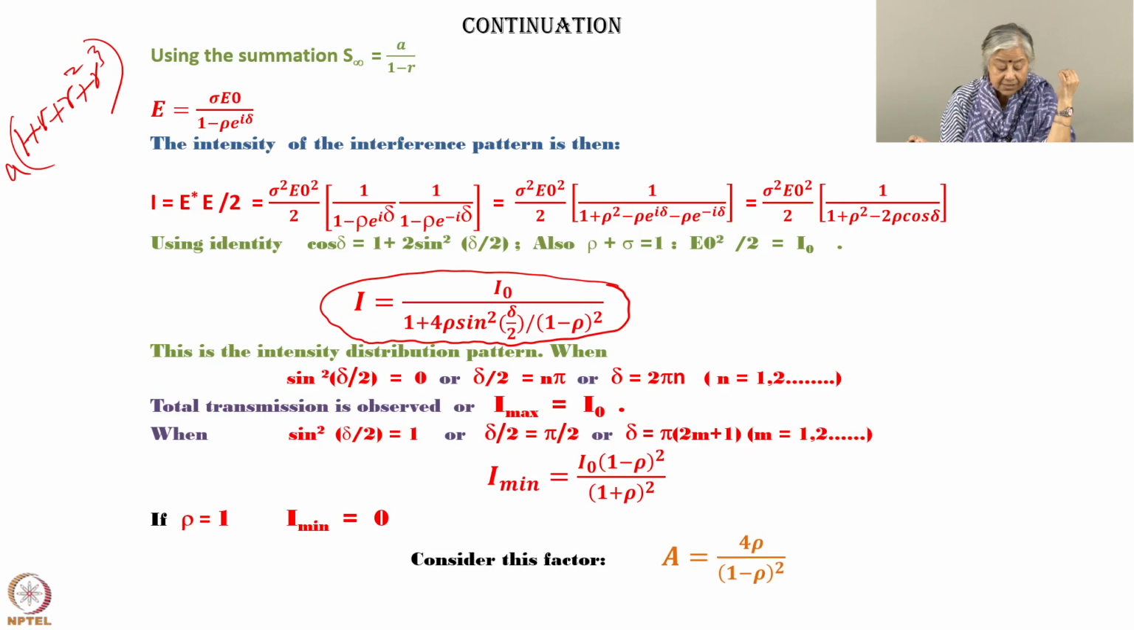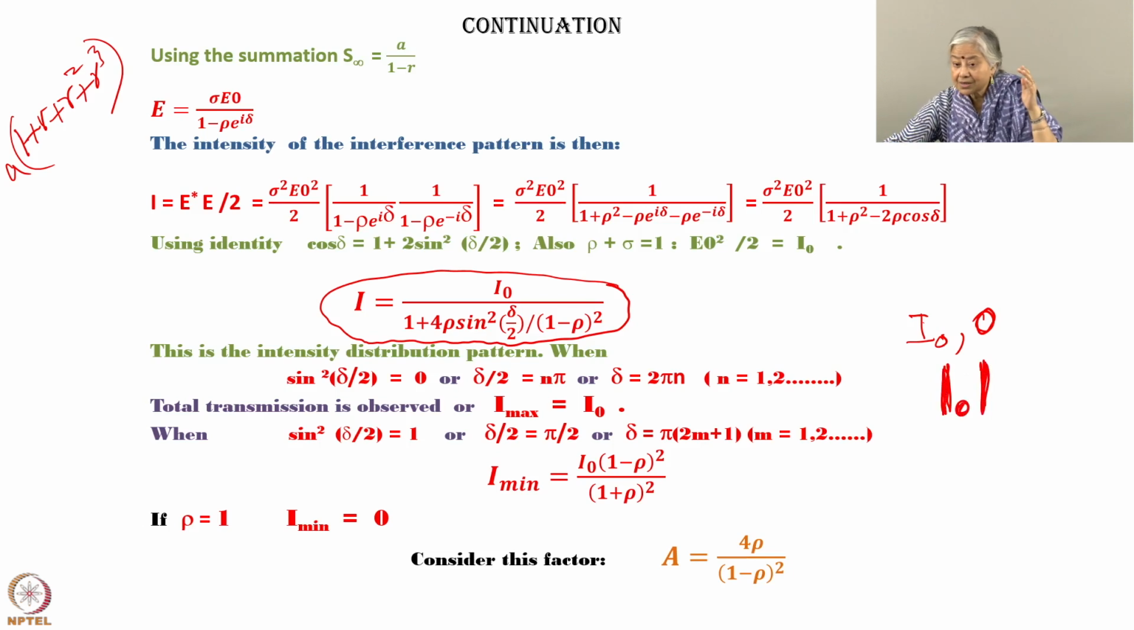So, when your I maximum is equal to I 0 and your I minimum is equal to 0, this is the best interference pattern you can get. The visibility is the best then, the sharpness is the best, total intensity, and in between 0, absolute darkness. So, the visibility becomes very good.